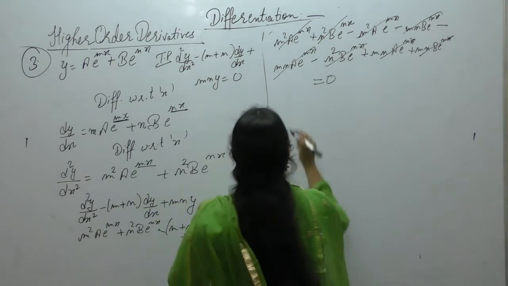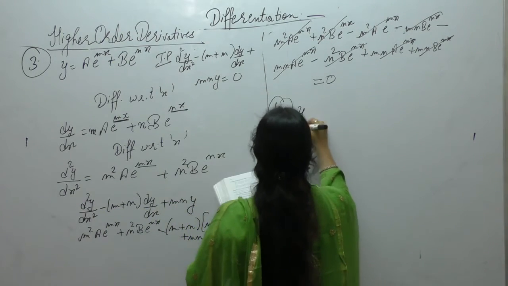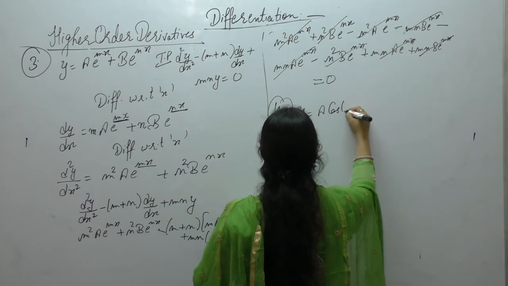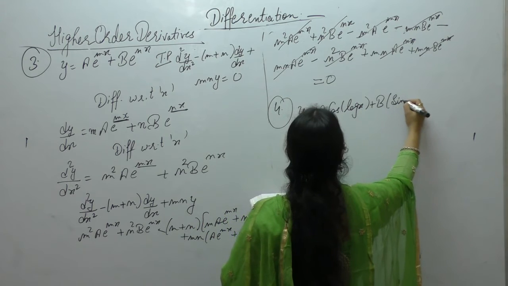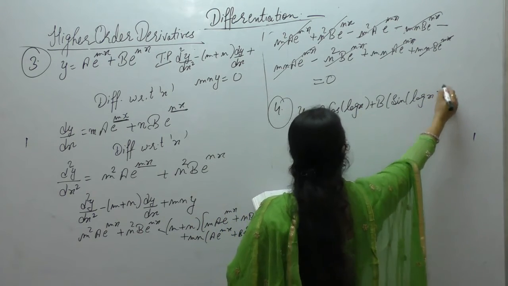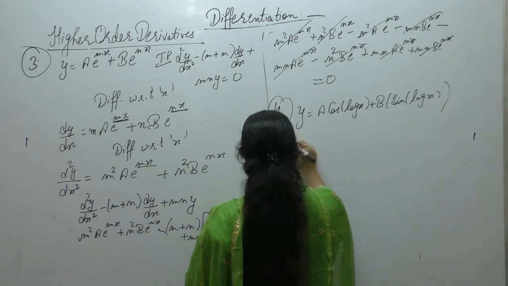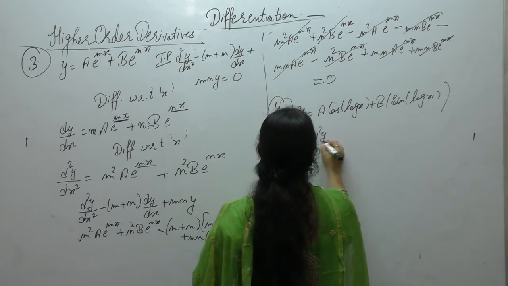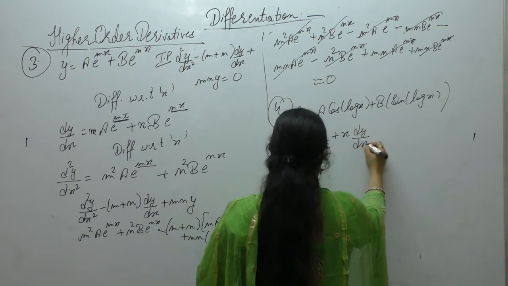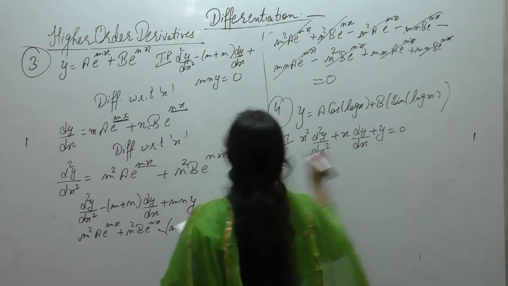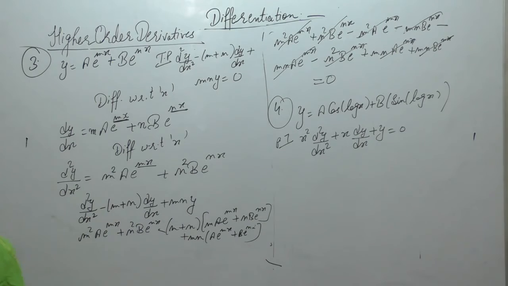Now the next one is, if y is equal to a into cos of log x plus b into sin of log of x, prove that x square d square y upon dx square plus x dy upon dx plus y equal to 0.